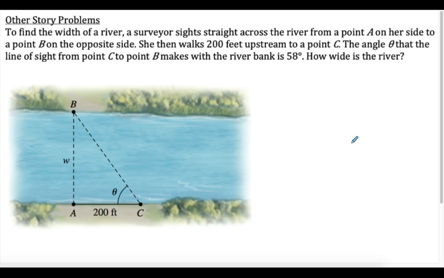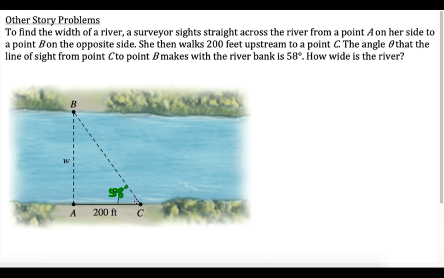Okay, so again, we want to draw a picture. We want to visualize this situation. I've got a pre-made visual here. Okay, so we're saying she starts here, marks a point B, walks 200 feet, and goes back to that same point, and this angle that's created is 58 degrees. I want to figure out how wide the river is.